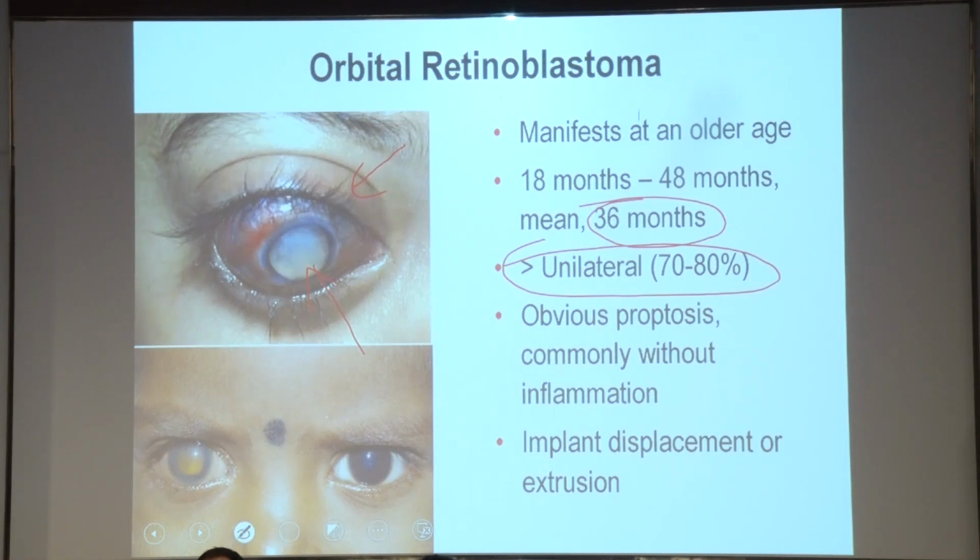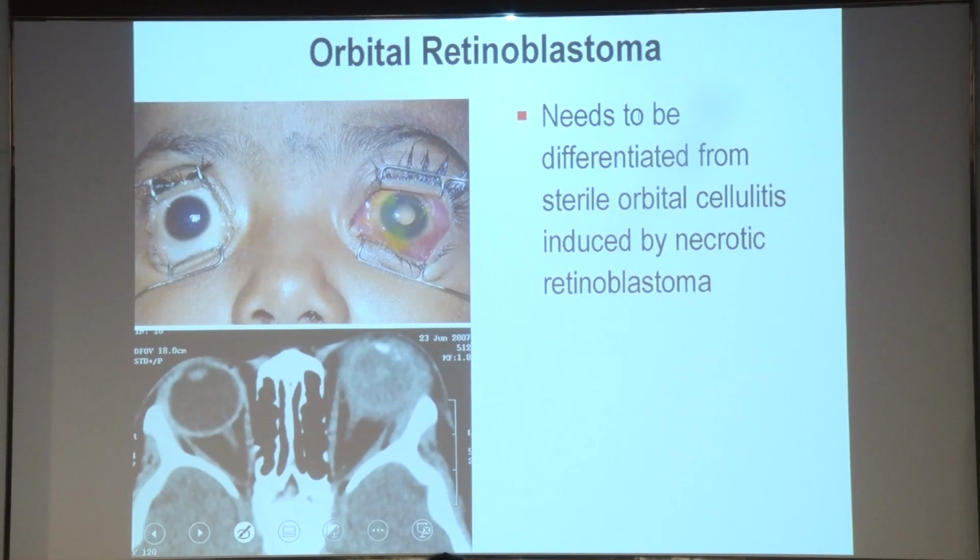But if you see proptosis with lid edema, it could be sterile orbital cellulitis causing proptosis, and you must differentiate that. In a secondary situation, when you have already done enucleation, if a prosthesis was fitting properly earlier and suddenly now it becomes displaced, or the implant gets displaced suddenly, that's an indication that there is some growth in the orbit, and that generally is secondary retinoblastoma.